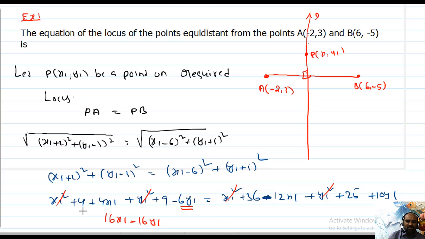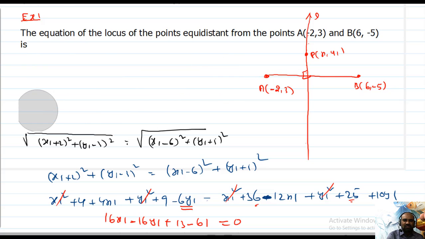What are the remaining things here? 4 plus 9 is 13, and 36 plus 25 is 61, so 13 minus 61 equals minus 48, equal to 0. At last you need to write the conclusion.